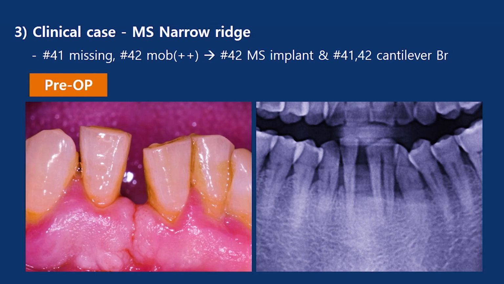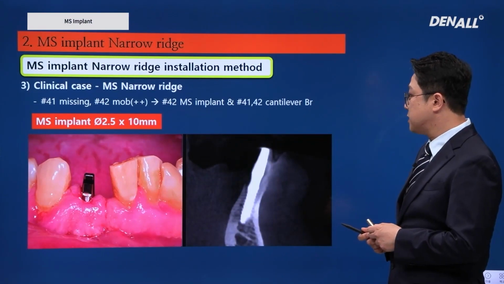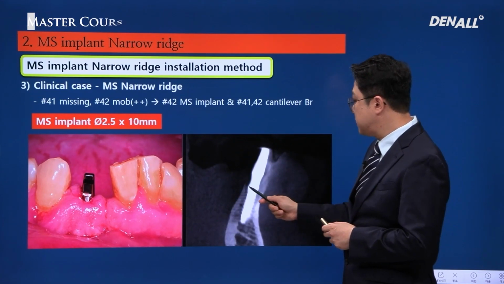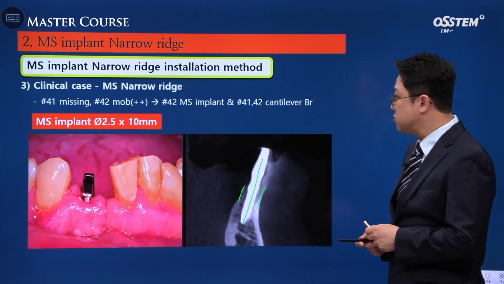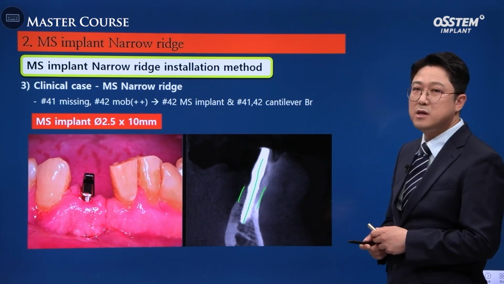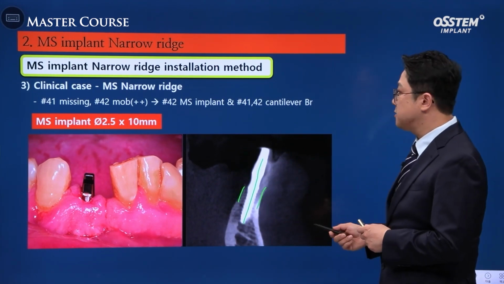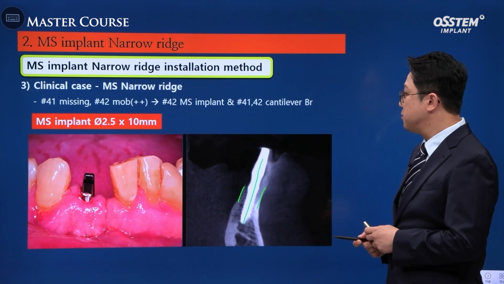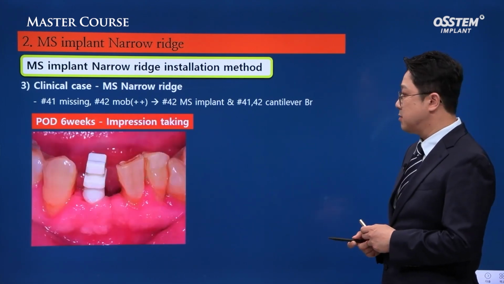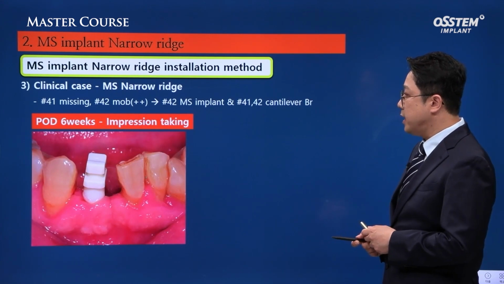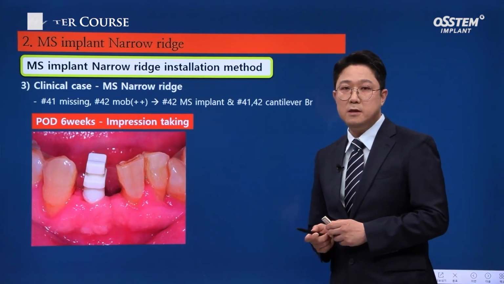Implant was placed. What is important is that within the narrow ridge, the implant needs to go in the correct direction. It's a bit of a stress that you only get one chance. A 2.25 by 10 millimeter implant was placed. The temporary crown was made. After 6 weeks, the impression coping was connected to take an impression, and the final prosthesis was delivered.